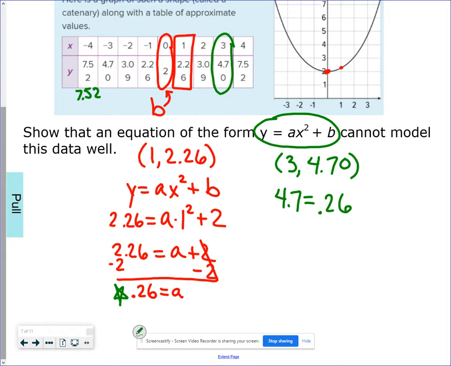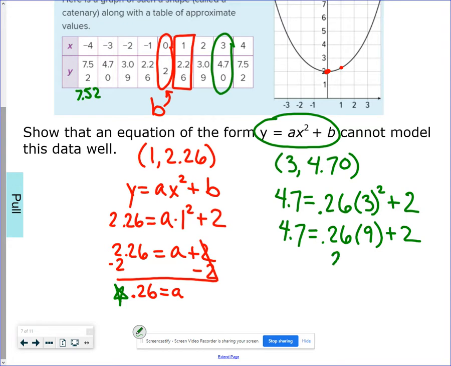The x is 3, and that's going to get squared. And we know that the b was 2. I just want to see if this works. Right? 3 squared is really 9. So I'm going to have 0.26 times 9 plus 2. And we're thinking that that's going to be 4.7. 0.26 times 9 is 2.34.